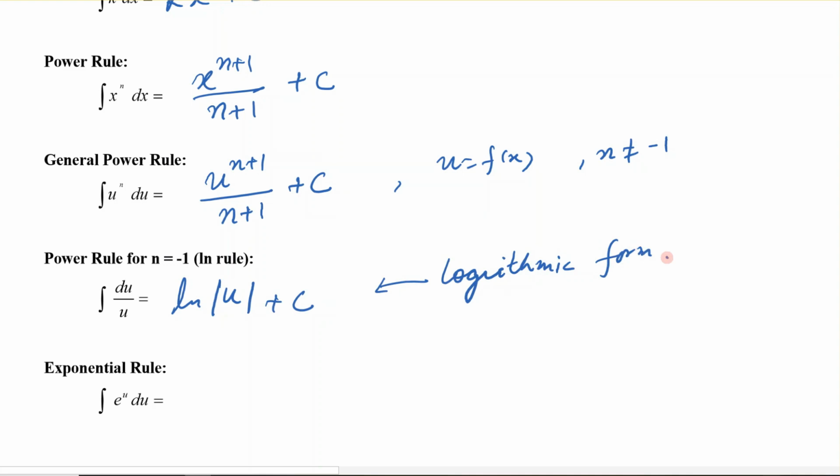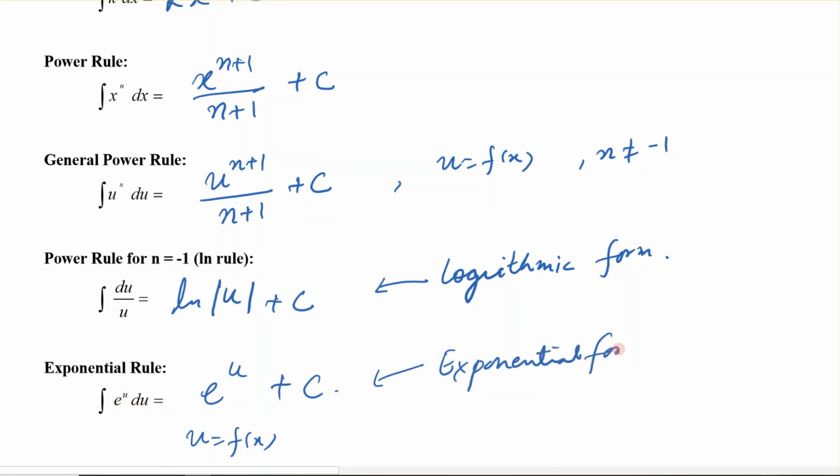And then the last one we have is the integral of e raised to the power u du. So u is a function of x. If you have e raised to the power of a function and the differential of the function, then that integral is e raised to the power of that function plus c. So this is our exponential form. This is just a quick review of what we have learned about integrals so far.